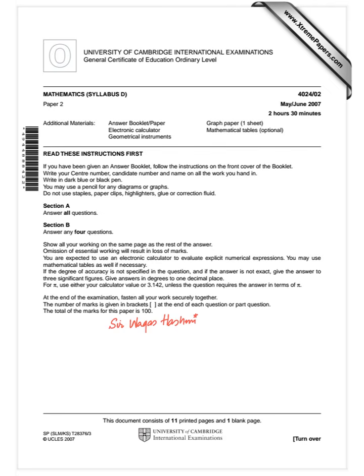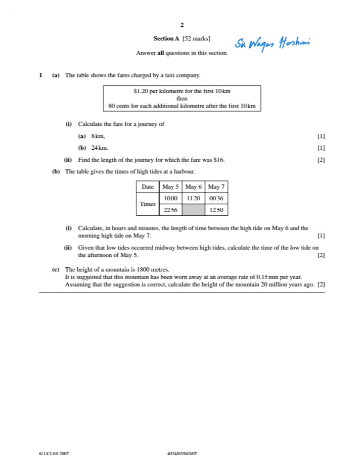Alright, so in this video we are going to start with the May-June 2007 paper 2. Question number 1 says the table shows the fares charged by a taxi company: $1.20 per kilometer for the first 10 kilometers, then 80 cents for each additional kilometer after the first 10 kilometers. Calculate the fare of a journey for 8 kilometers.